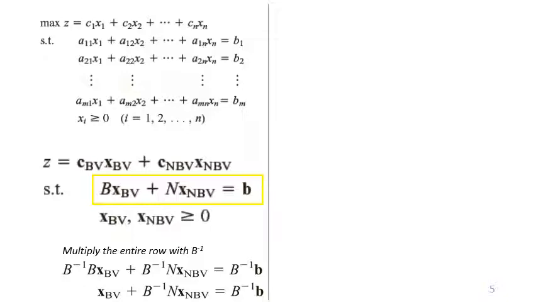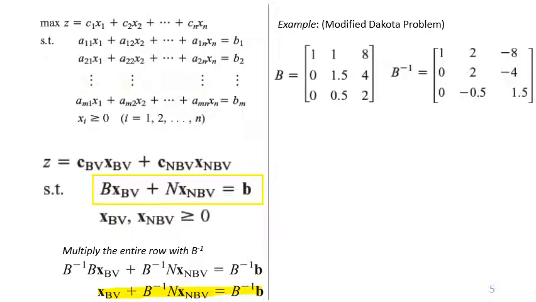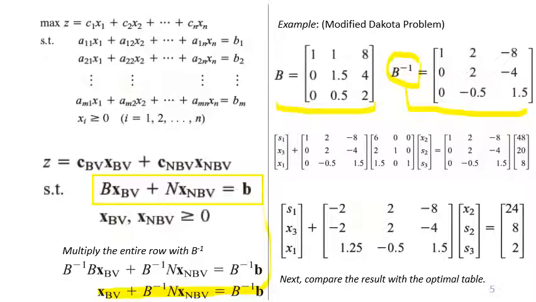If you're still not very convinced what this is about, let's take a look at a concrete example of our Dakota problem. From the Dakota problem, we have B looks like this, and then you need to take the inverse of the matrix and obtain B inverse. Now let's see, this row here looks like this. So this is our XBV, S1, X3, X1.